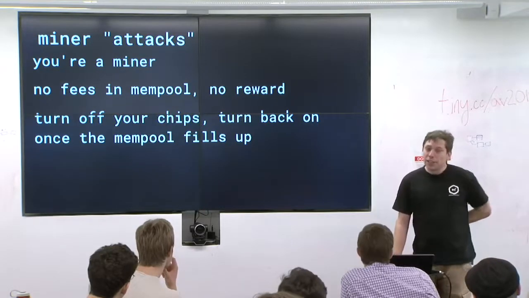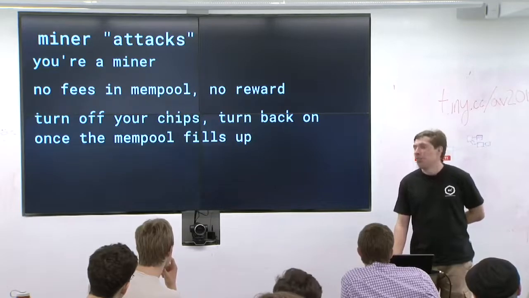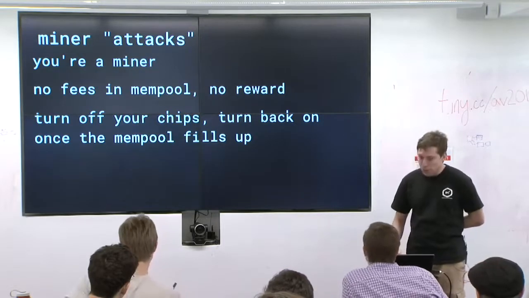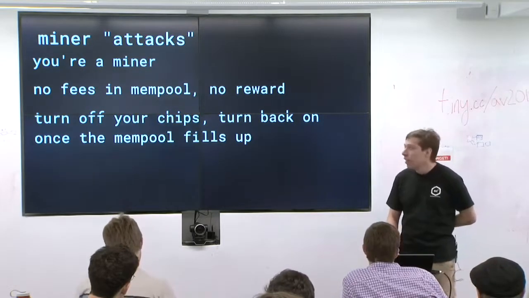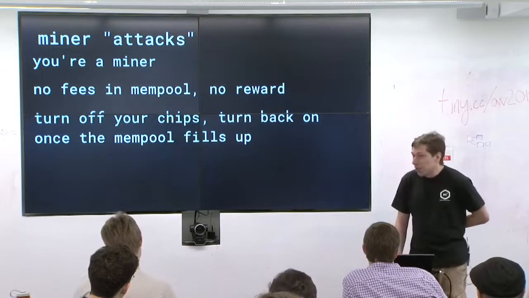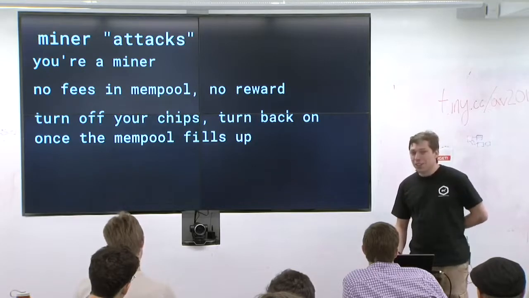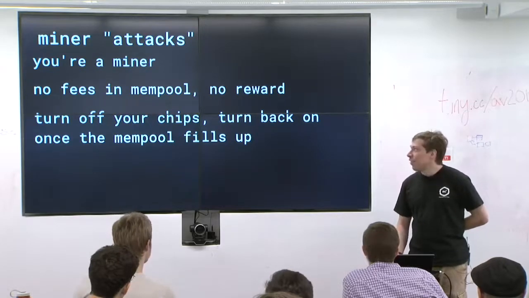You could do that, or you could be clever and say, well, I've got all these chips, the opportunity cost, a lot of it is CapEx, the capital expense of the chips and not the electricity. So if I'm just turning off my chips, that's a huge loss for me. I want to run. I don't want to run with an empty mempool because I get nothing. What should I do? What's a fun attack?